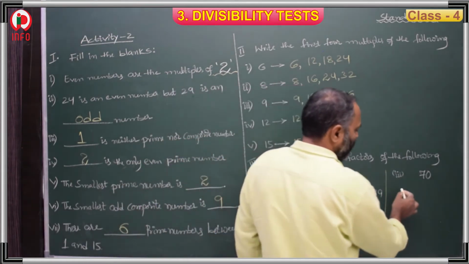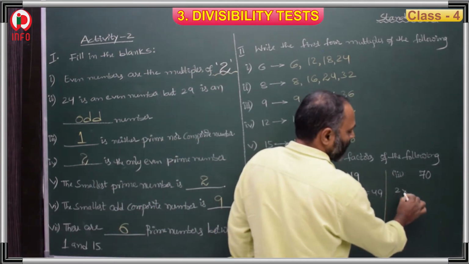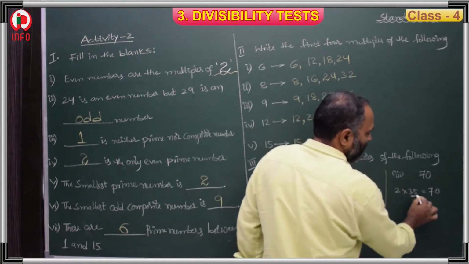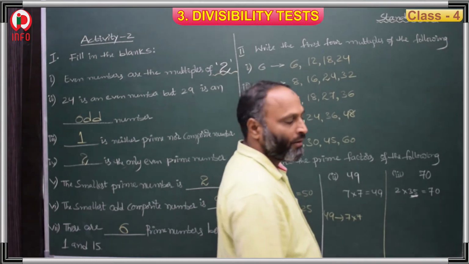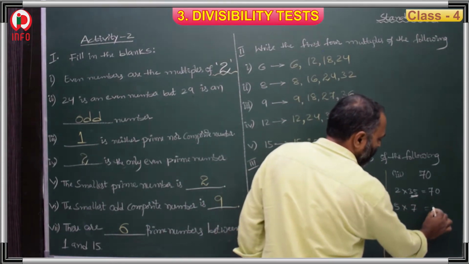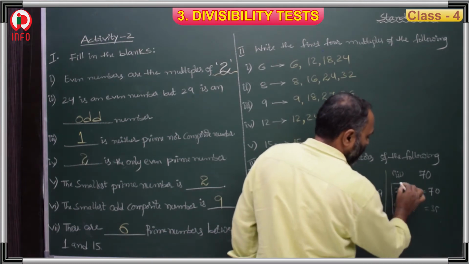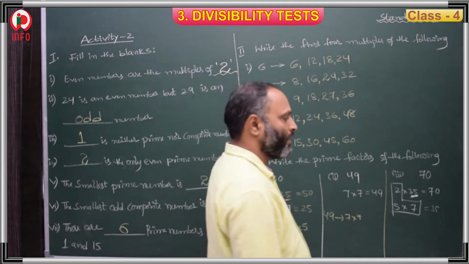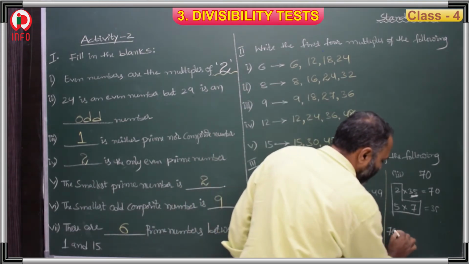Then 70. How to take 70? 2 35s are 70. After that, this 35 we have to write: 5 sevens are 35. Then these 3 are prime numbers: 2, 5, 7.